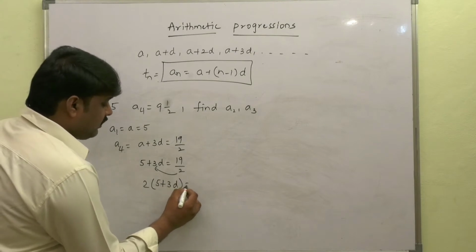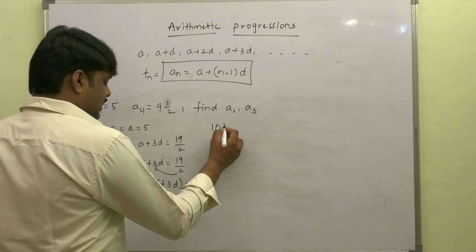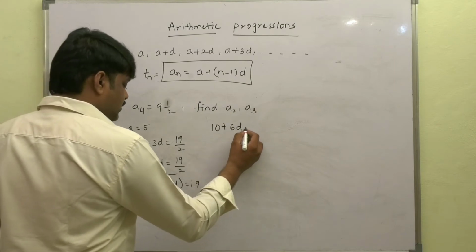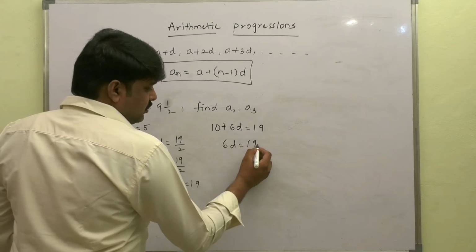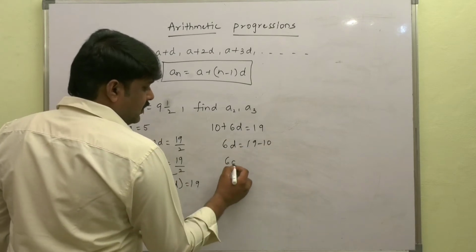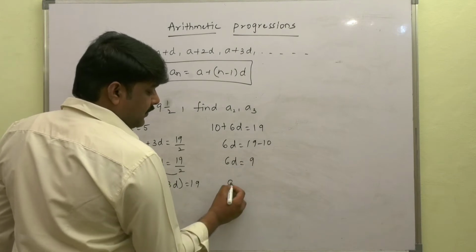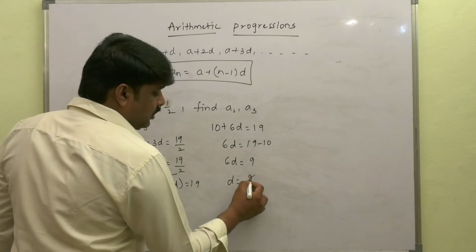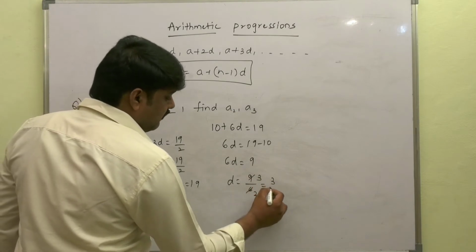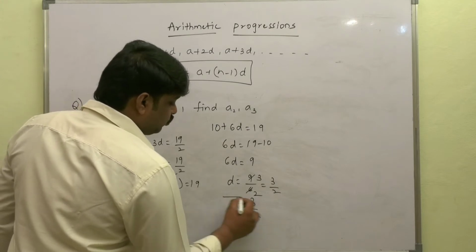Let us multiply the entire equation with 2. 2 into 5 it is 10. 2 into 3 it is 6d equals 19. 6d equals 19 minus 10, it is 9. D value is 9 by 6. 3 2 times, 3 3 times. D value we got it as 3 by 2.